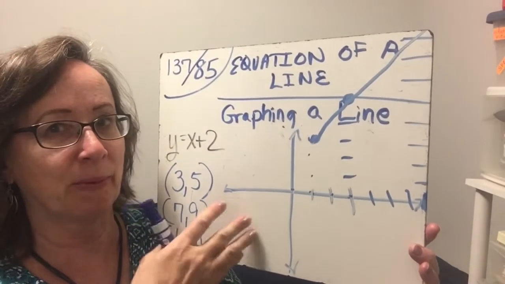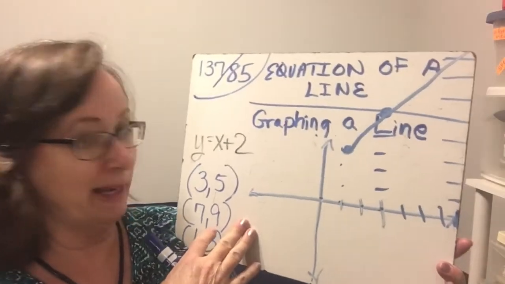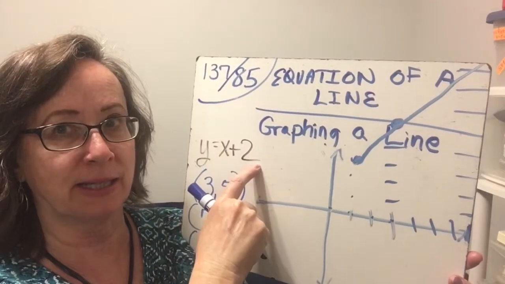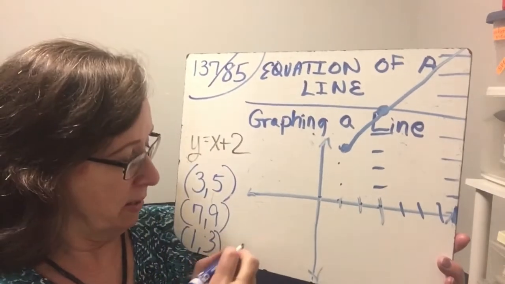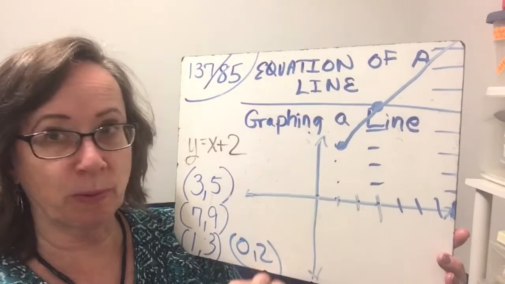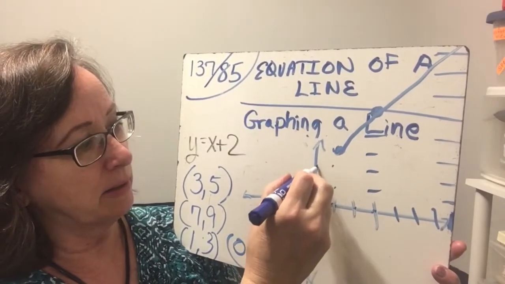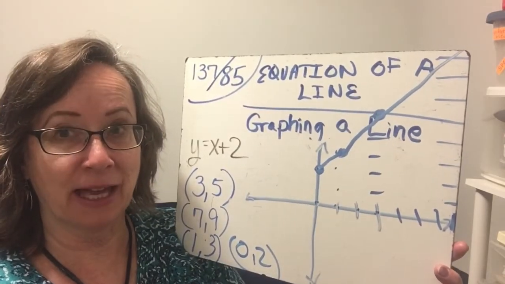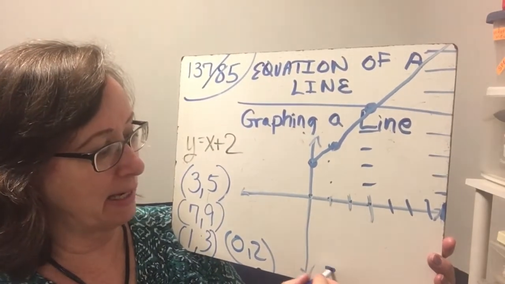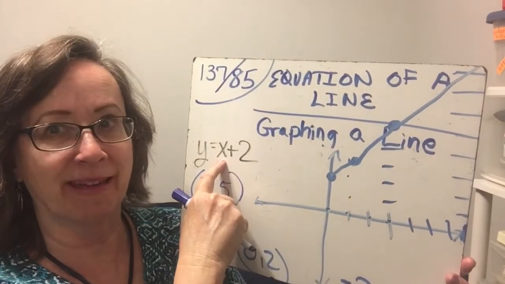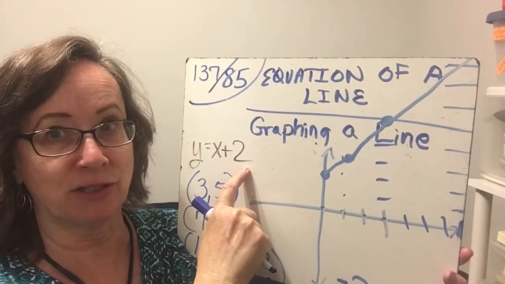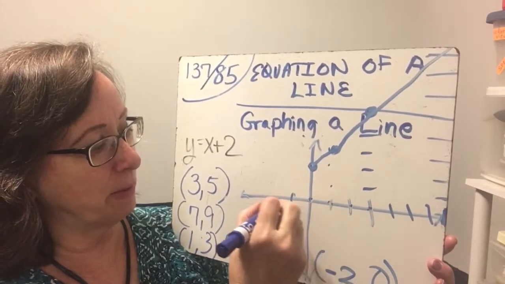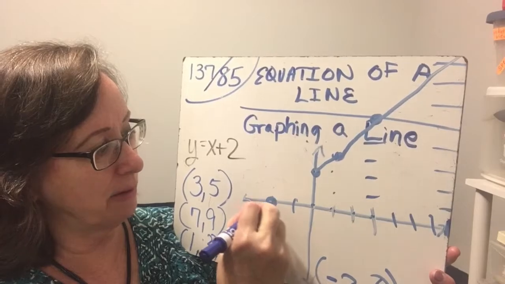So let's pick a point that's closer over here. So what if we let this be 0? 0 plus 2 is 2. So 0, 2 is another point that solves it. 0, 2. Could we put in a negative x value? So let's put in negative 2. Right there, negative 2 plus a positive 2 is 0. So our other point would be negative 2, 0.